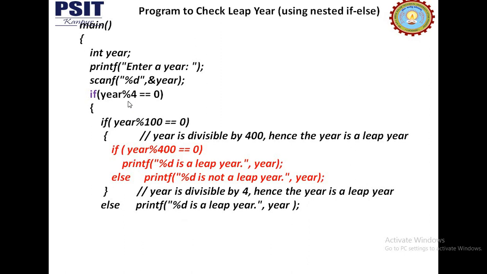Then we'll come to the outermost else part, that is the year is not divisible by 4 also. Then it is not a leap year. So this is the entire program of checking a leap year using nested if else.